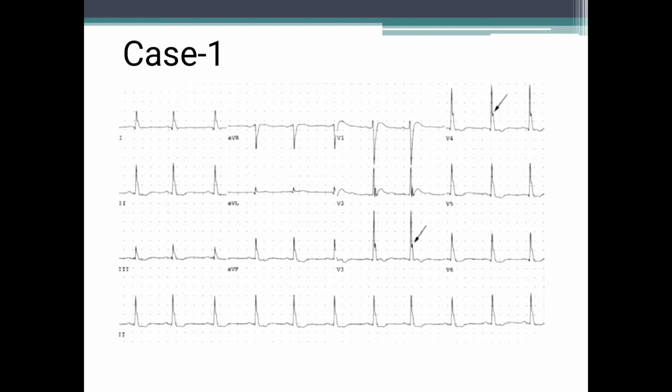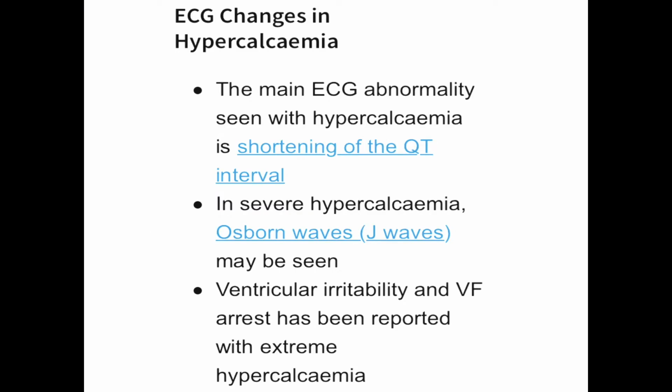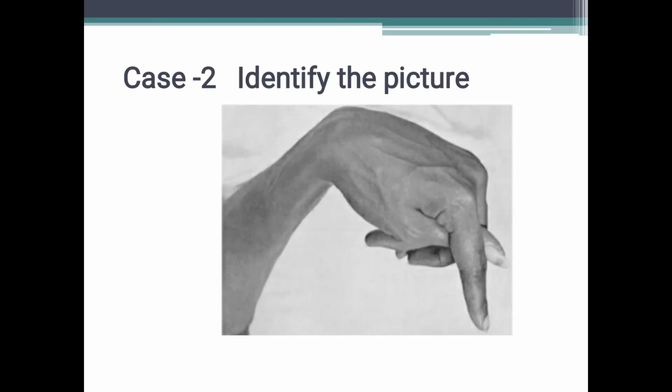Hypercalcemia means increased calcium level. This is the ECG, see in lead 4. See the arrow, that is a J wave. So what are the ECG changes in hypercalcemia? The main ECG abnormalities in hypercalcemia are shortening of the QT interval, Osborn wave, that is J wave, ventricular fibrillation, and ventricular irritability. So this is a case of hypercalcemia.